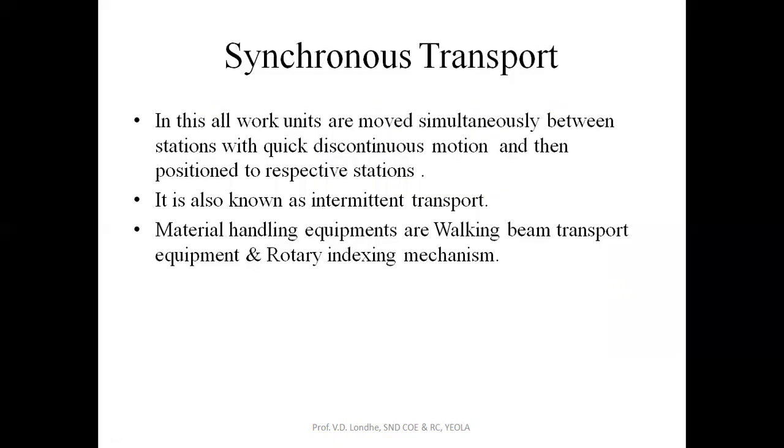Now, the second thing is the synchronous transport system. So what is the synchronous transport system? In this synchronous transport system, all the work units are moved simultaneously between the stations with a quick discontinuous motion, and then they are positioned at their respective stations. So this is the basic difference between continuous and synchronous. Here, there will be a sudden discontinuity in the flow of the production unit.